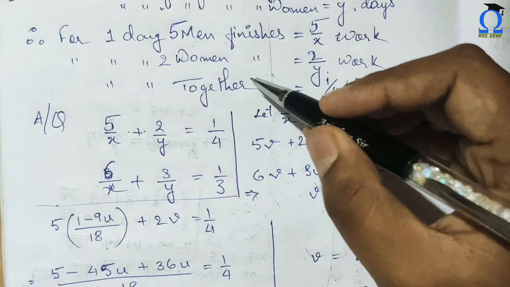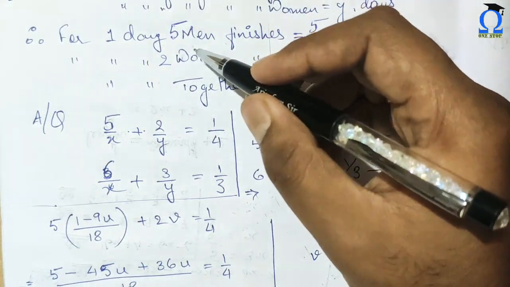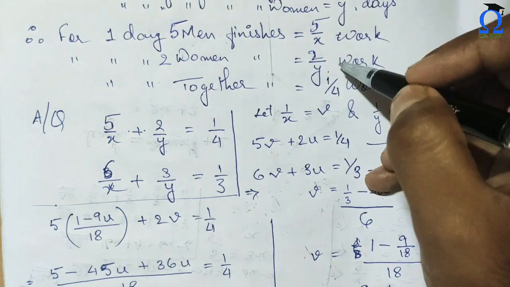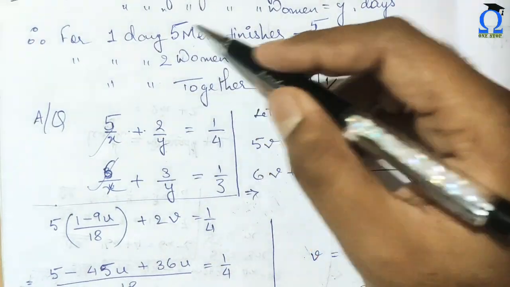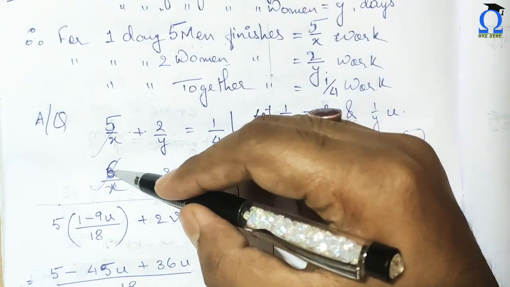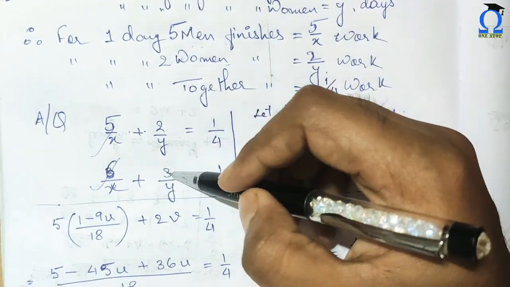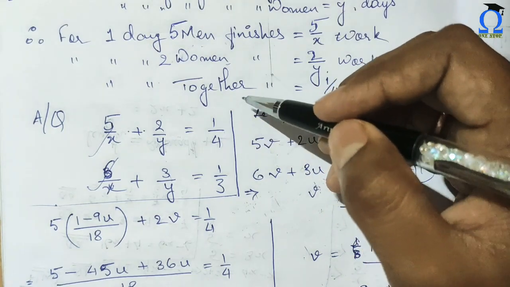Like here, first of all you have to define this for 1 man, and then for each equation you have to define it like this. 5 men, 2 women, and then 6 men, 3 women, like this. You have to define it. Understood? Now the next part of question number 2, that is the third part, a very important question here.